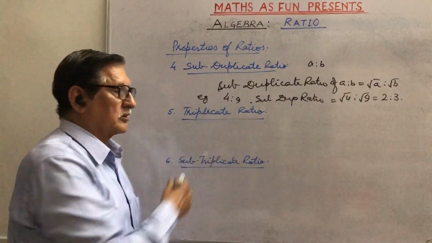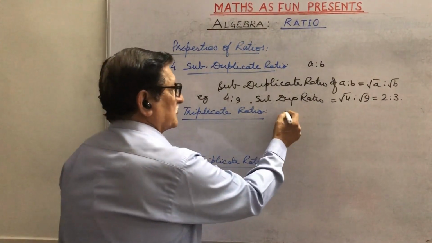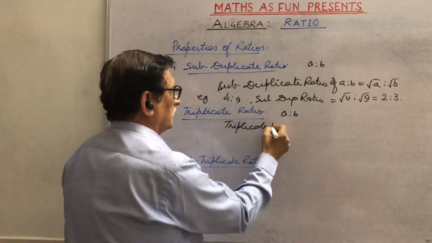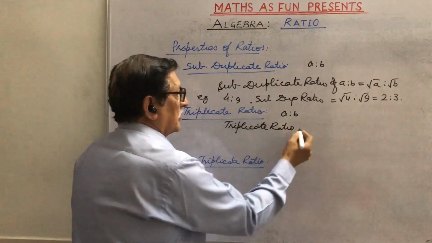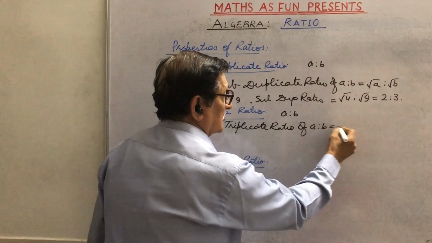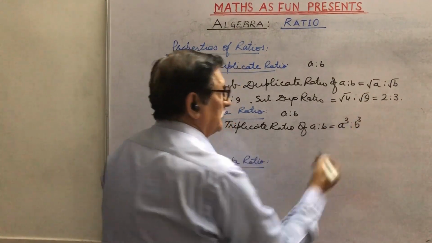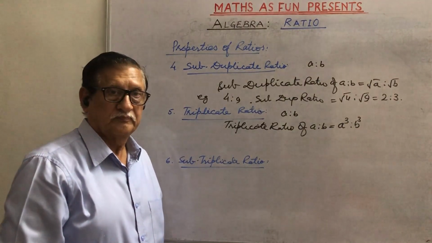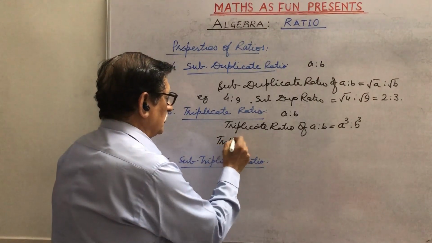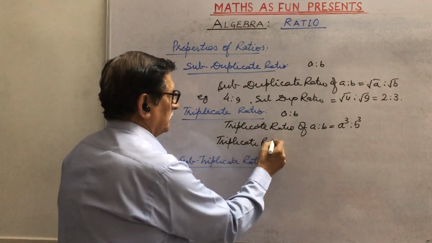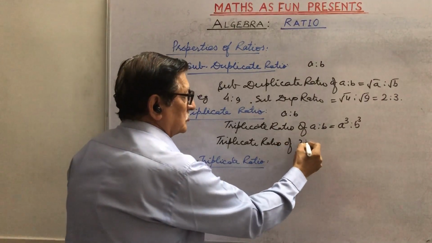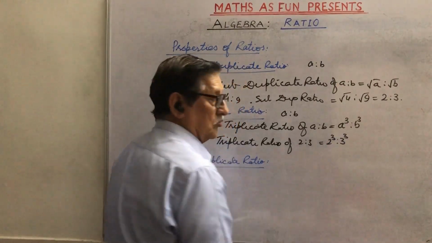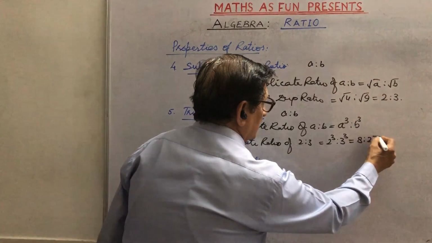Next is triplicate ratio. Triplicate ratio means for the ratio A is to B, the triplicate ratio of A is to B is A cube is to B cube, means we make the cube of both the terms. It means the triplicate ratio of 2 is to 3 will be equal to 2 cube is to 3 cube, or we say it is 8 is to 27.